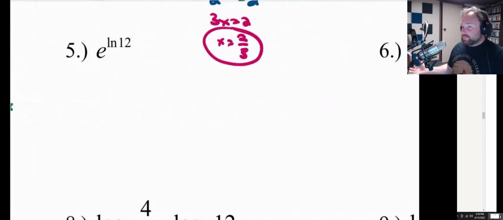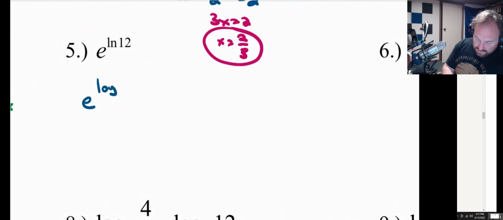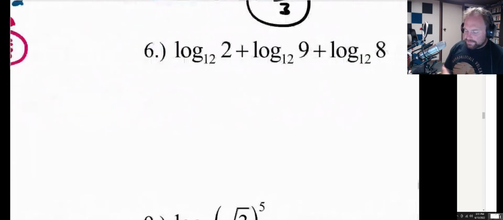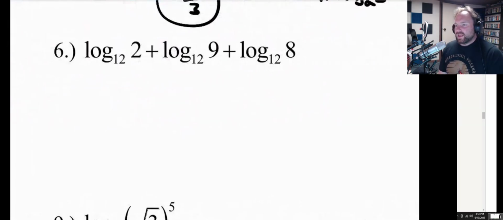And here we have that same property in number 5. In this case, this is e to the log base e of 12, and those things all cancel out, so the answer here is 12. Things to look out for: don't beat yourself up if you don't memorize it in the first pass. Nobody does. Just be wary of it. We'll have a lot of time to deal with logarithmic rules in the class also.